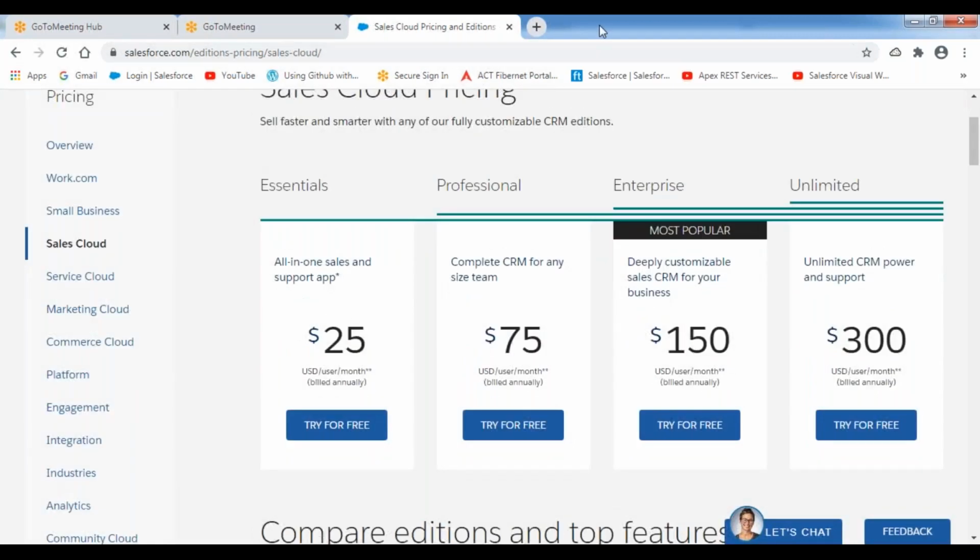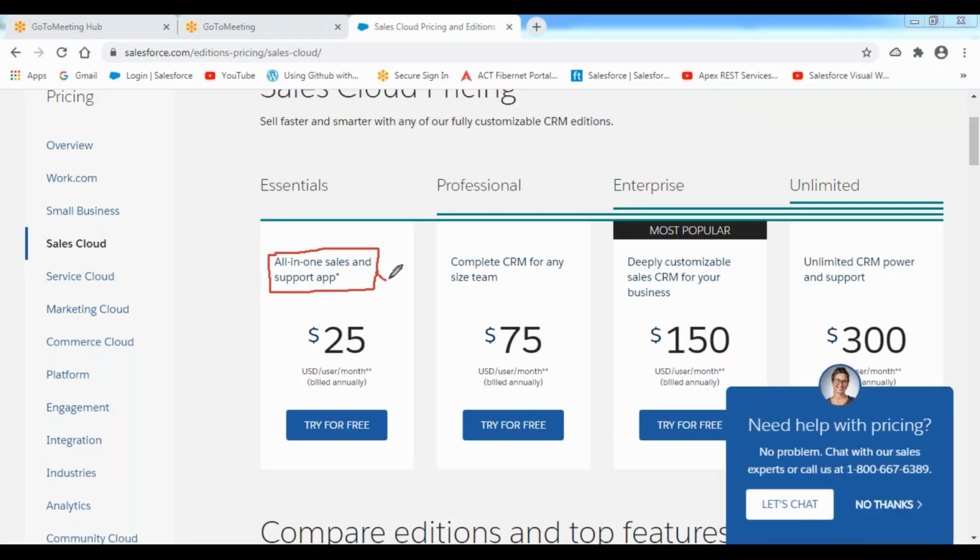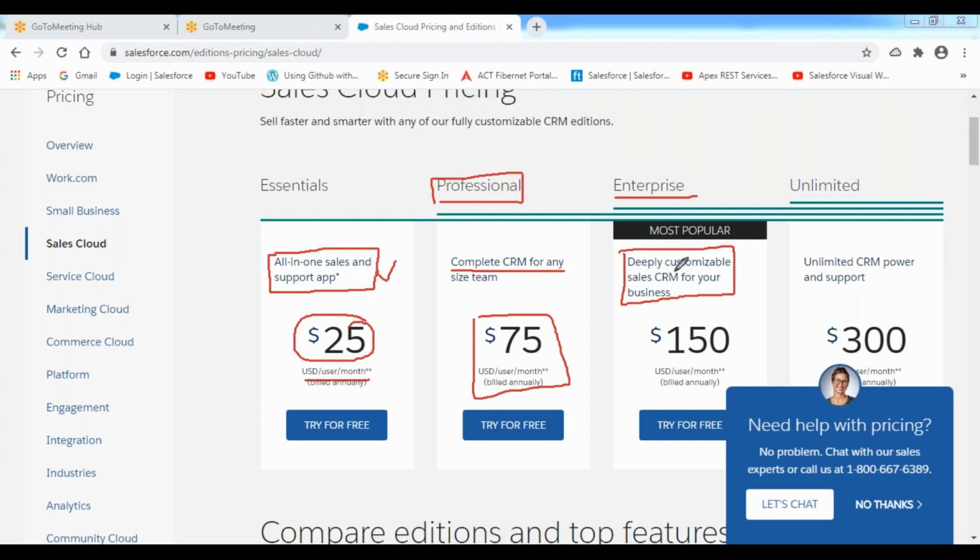Here they indicate an all-in-one sales and support application. Only 2 applications are available, the Sales application and the Service application, and they charge $25 per month per user license. The Professional edition provides complete CRM functionalities for any team size, at $75 per month per user license. The Enterprise edition provides platform capabilities so that we can customize, at $150 per month per user license.